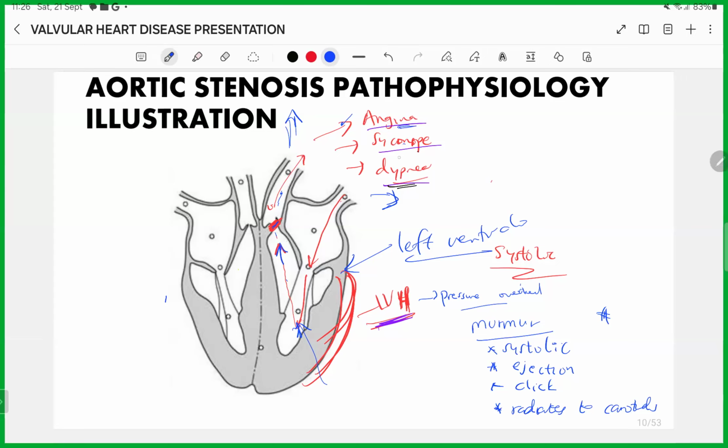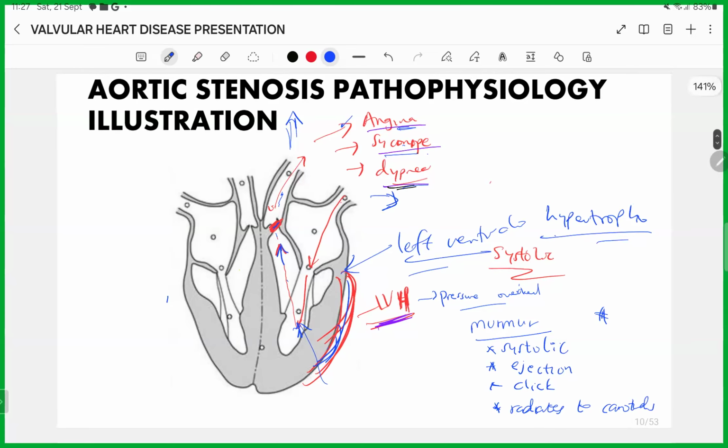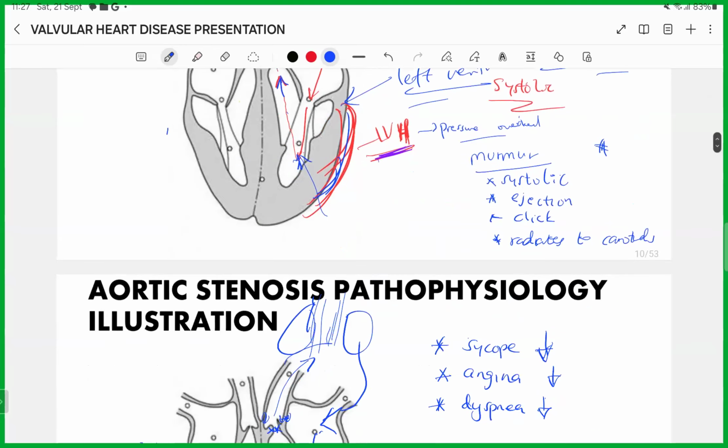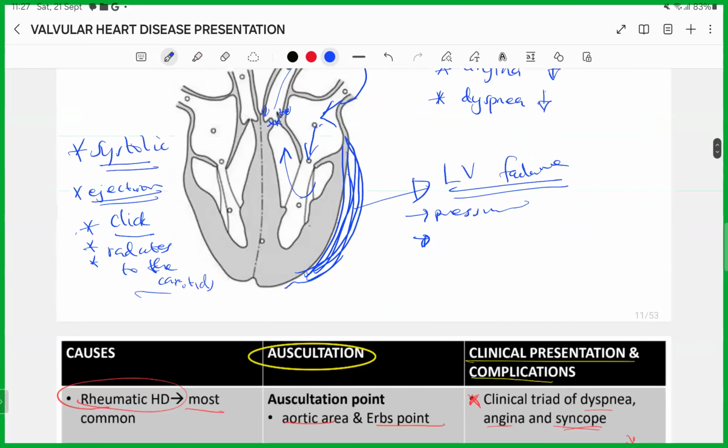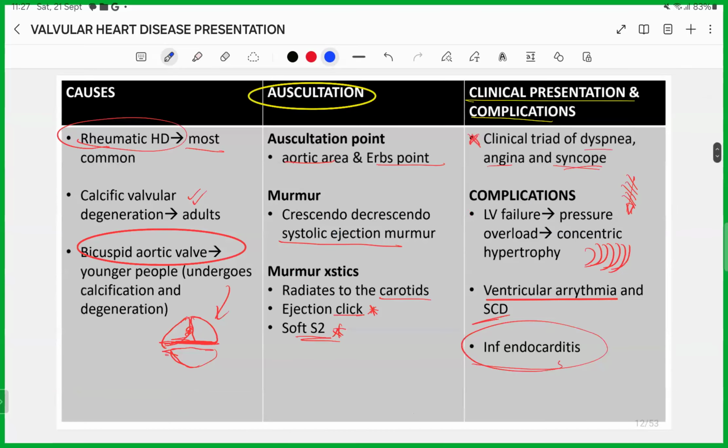And this tends to manifest mostly during exertion, when you need to pump blood more. You have that because the demands of the body cannot be met. So people may faint, as well as have dyspnea. And a common manifestation is left ventricular hypertrophy, because of pressure overload on the left ventricle, and that may ultimately lead to left ventricular heart failure.